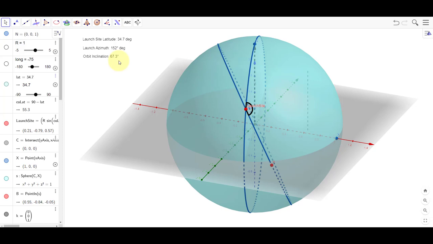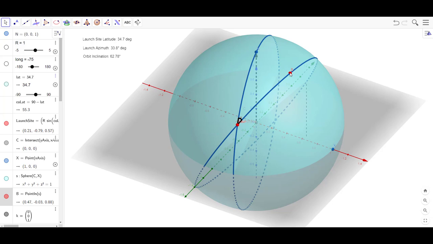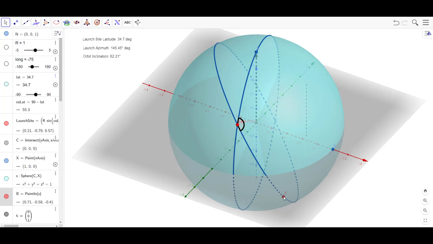So that's a pretty good model for what's going on with that particular launch and how the azimuth and the inclination are related with this launch site latitude. Now, an interesting consequence of the geometry of an orbital plane is that the minimum possible orbital inclination that can be achieved directly from launch is equal to the latitude of the launch site and occurs exactly when the launch azimuth is 90 degrees, or 270 degrees to be retrograde.